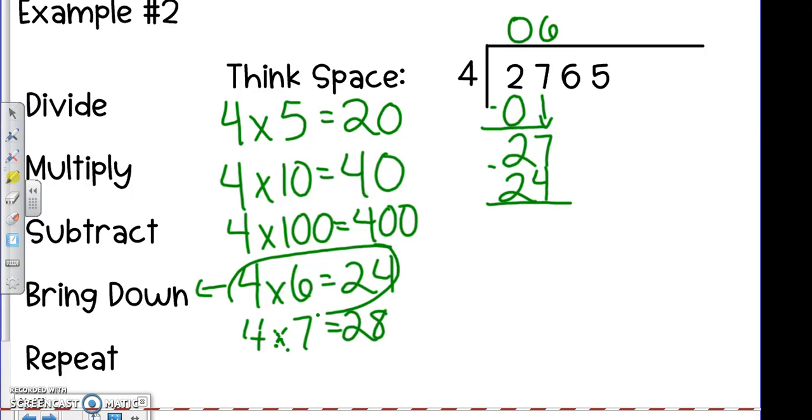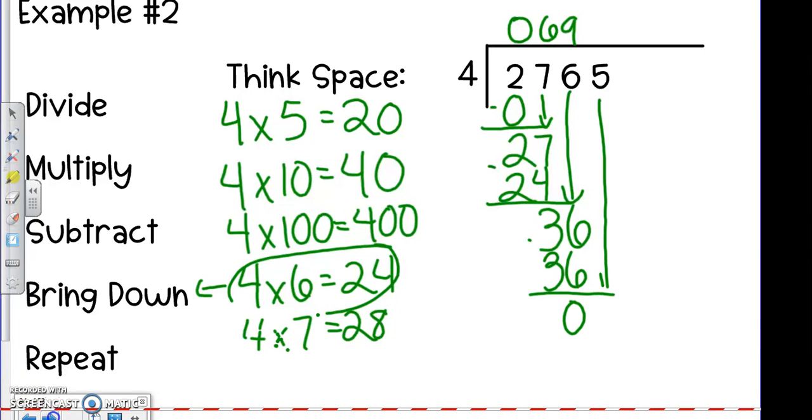So 27 minus 24, 7 minus 4 equals 3. After we subtract, we know our next step is to bring down. Now we go back and ask ourselves, how many times can 4 go into 36? If we know our multiplication facts, we know that 4 times 9 equals 36. So we subtract again. 36 minus 36 is 0. And we bring down our 5.